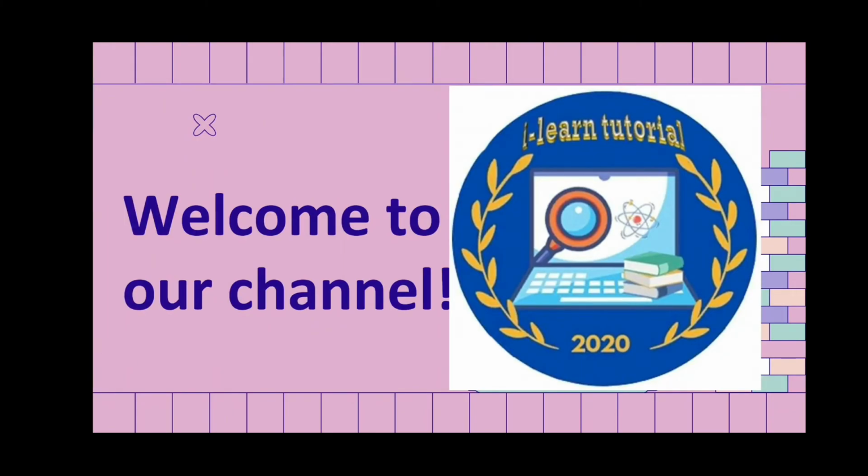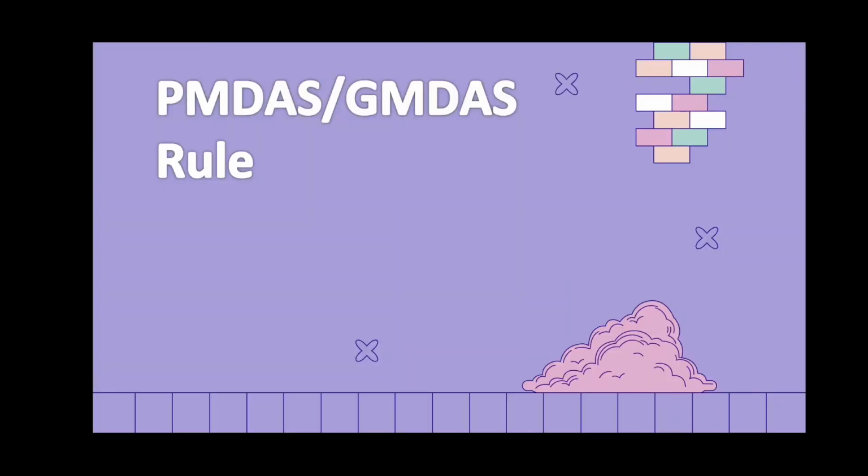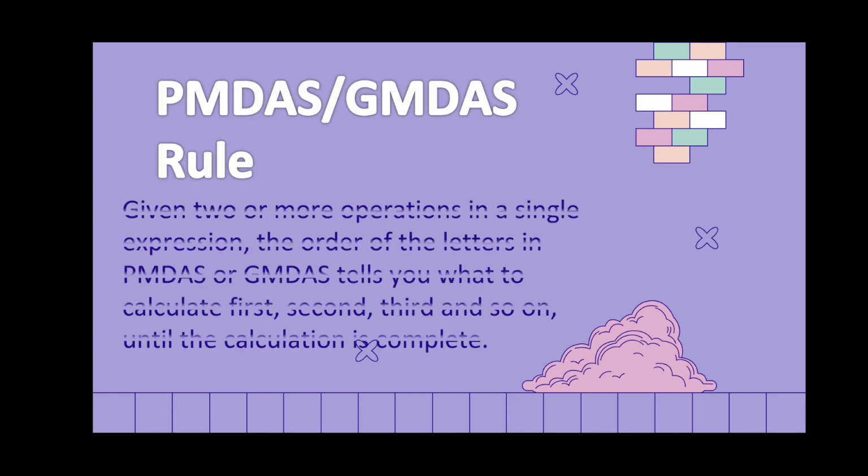Our lesson for today is all about PMDAS or GMDAS rule. Now, what does PMDAS or GMDAS rule mean? Given two or more operations in a single expression, the order of the letters in PMDAS or GMDAS tells you what to calculate first, second, third, and so on until the calculation is complete.